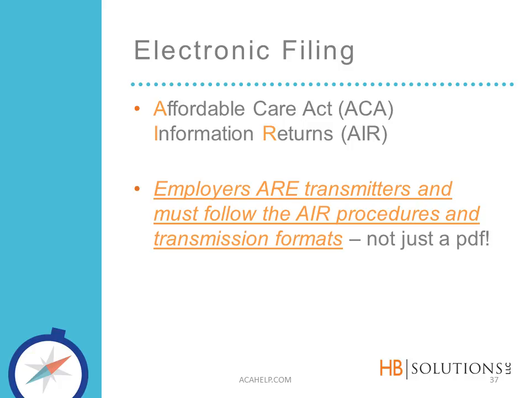The key point here is that all employers are transmitters. So any employer filing more than 250 information returns must do so through the IRS system and in accordance with all of its procedural and formatting requirements. Unfortunately, this is not going to be as simple as just emailing the IRS a PDF version of all the forms. It's a much more involved process, and to the extent any of you have gone through Publication 5165, you're well aware that that's the case.